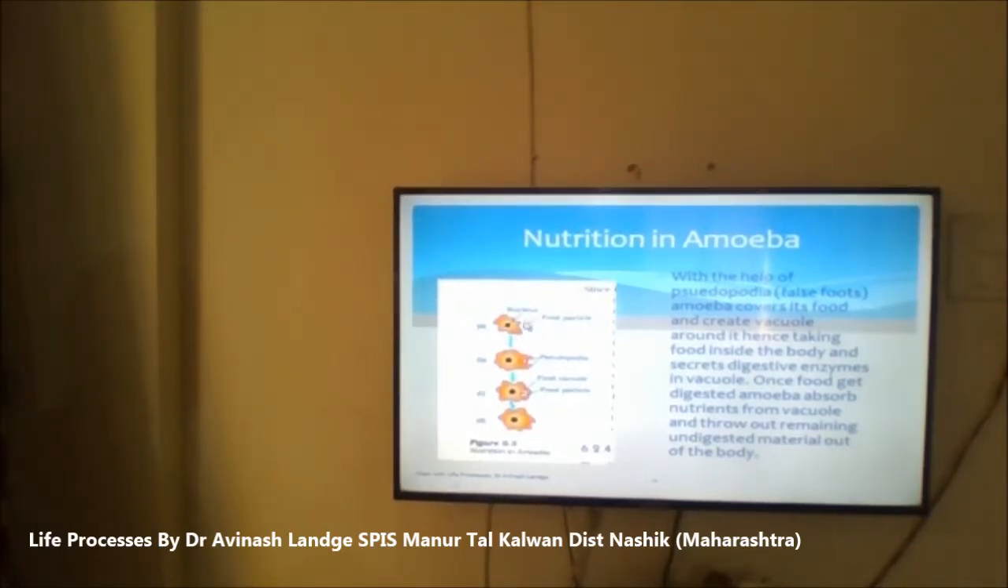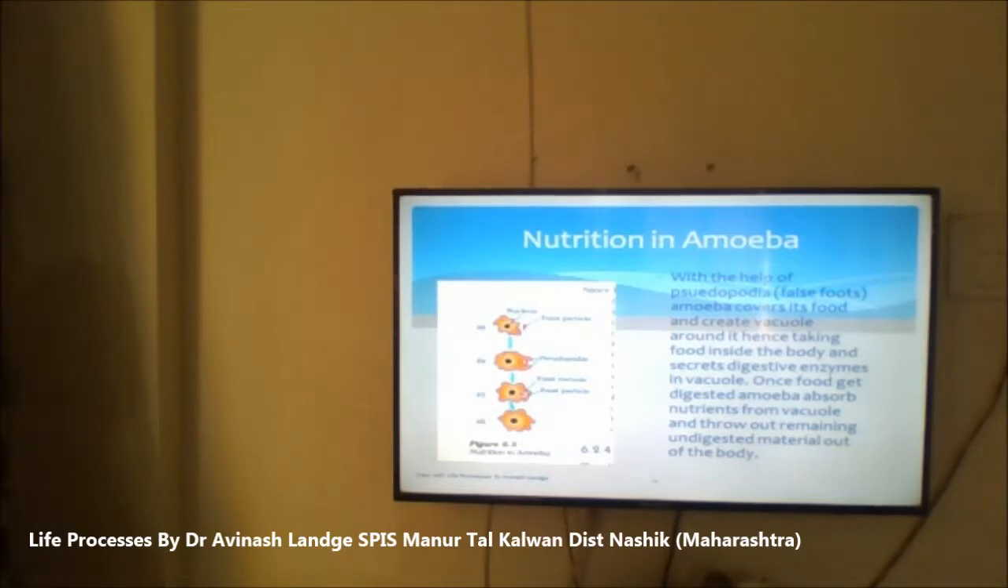This red part is shown as a food particle, and this food particle is engulfed with the help of pseudopodia. The pseudopodia will cover it and form a vacuole. This vacuole will be inside the body of the amoeba, and inside this vacuole there will be secretion of enzymes and digestion of food will take place. Then the reverse process will take place: the undigested material will be thrown out of the body, the pseudopodia will open and send it outside the body.